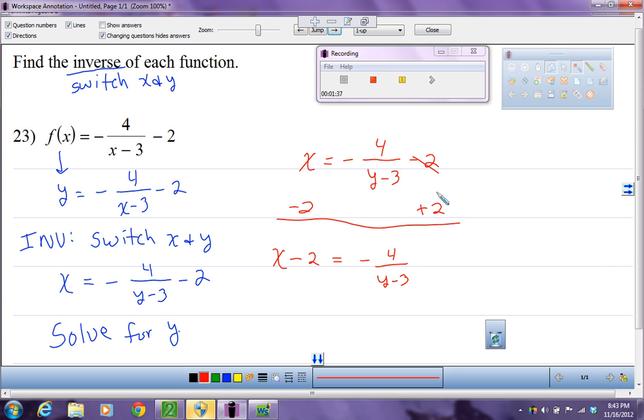That pretty much cancels these two right here. I also have a negative symbol that I can simply get rid of by multiplying both sides by a negative. And that'll become negative x plus 2.